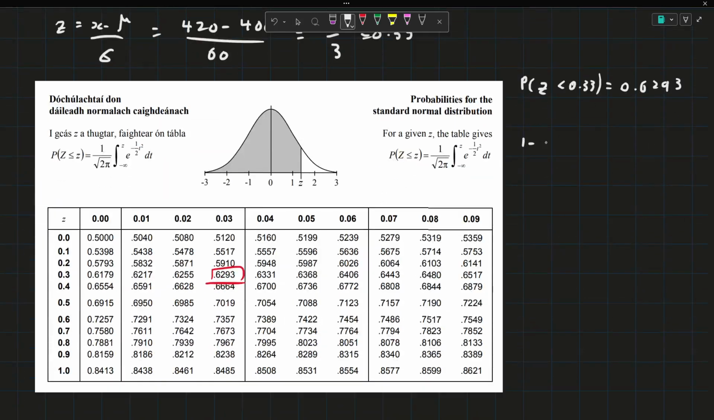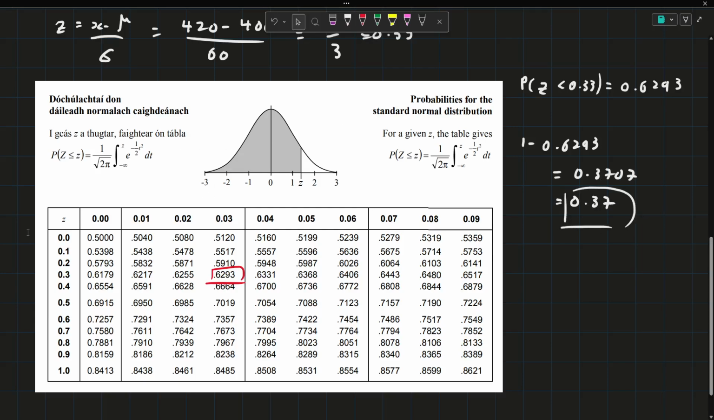So to get the number above it, we'll do 1 minus 0.6293. And when you put that into your calculator, you'll get 0.3707, and this is 2 decimal places, so we'll say 0.37 is the proportion.